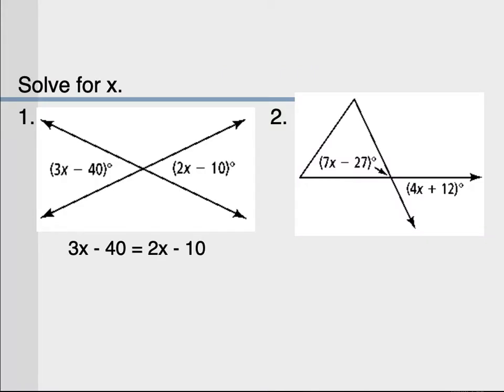So you can use vertical angles theorem to solve questions like number 1 and number 2 here. For number 1, because we have two angles that are vertical to each other, we know they're equal. So we could say 3x minus 40 equals 2x minus 10. A quick note about the parentheses.